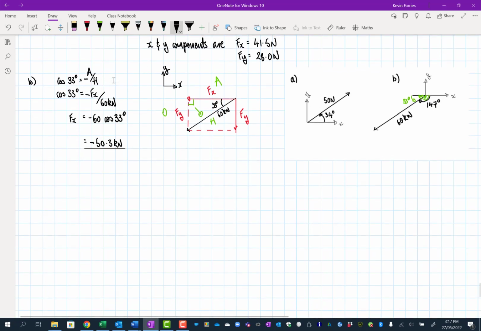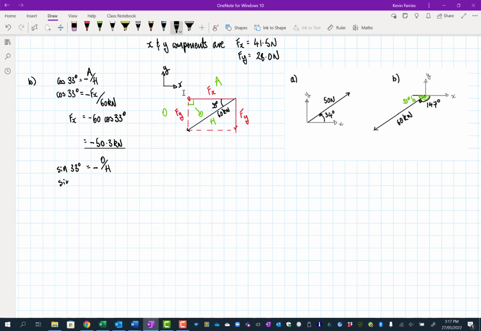Now for f of y, so f of y is over here on that triangle. So it's opposite. We're again going to use the hypotenuse because that was what we're given. So it's sine. So sine 33 degrees equals opposite over hypotenuse. Let's think about the negative first this time. So f y is heading in this direction, but the y-axis is the opposite direction, so this must also be negative.